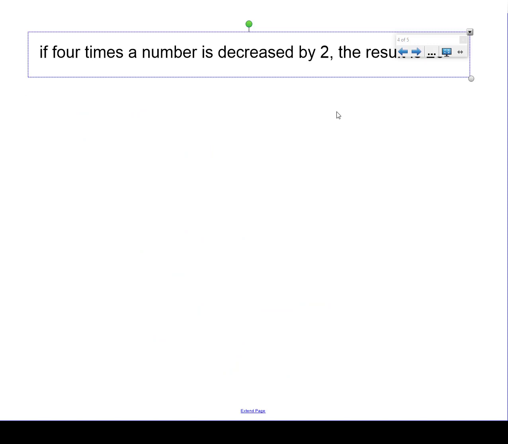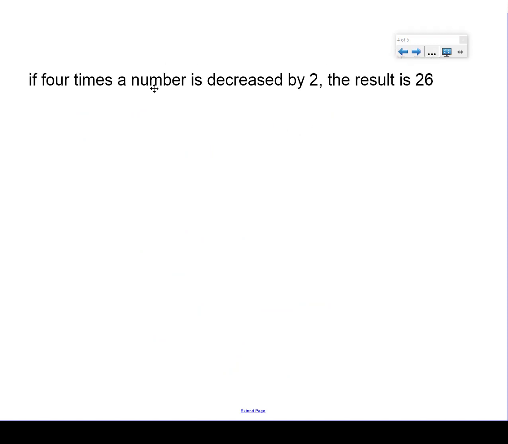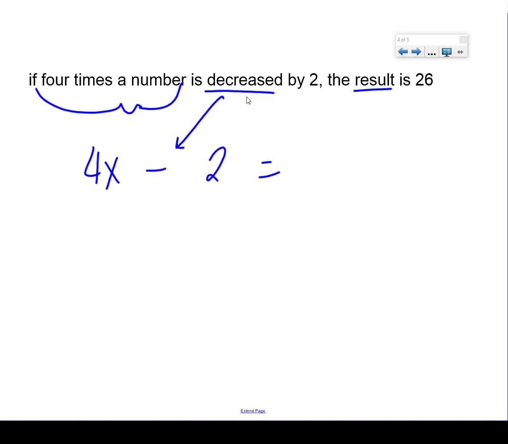Let's try another one. If 4 times a number is decreased by 2, the result is 26. So 4 times a number means what to me? 4 times a number is decreased. Decrease means subtract. By 2, 2 goes there. And then the result is means equal sign, and then my 26 comes down. So notice that I'm taking the words and going through it and making sure that every single thing that's in there is being used. So the problem I'm solving is 4x minus 2 equals 26.